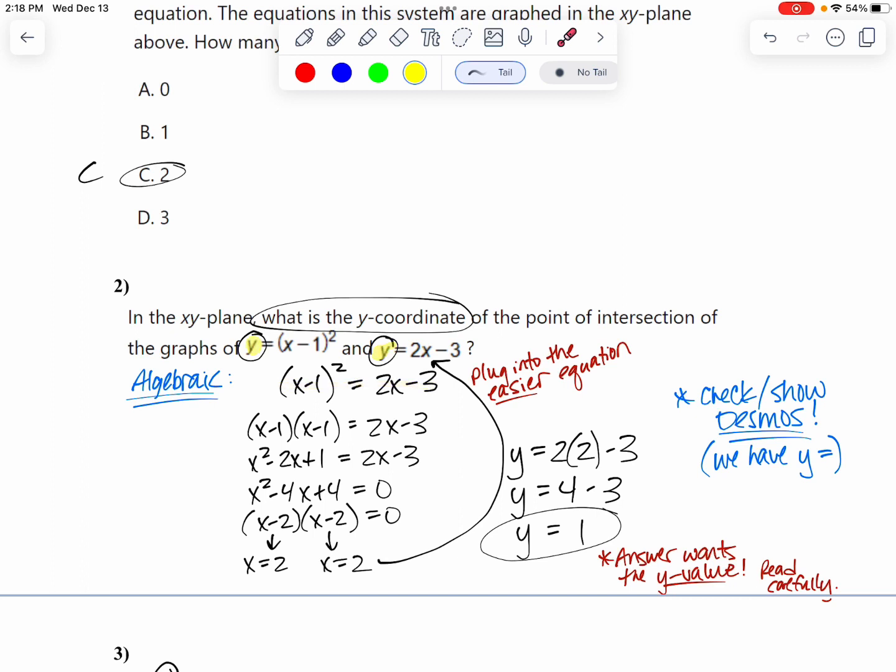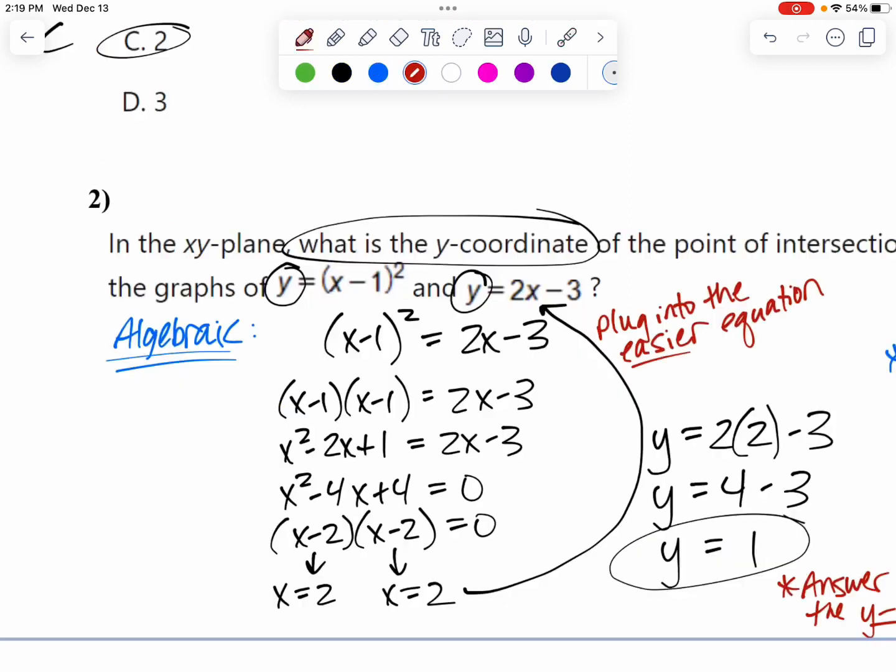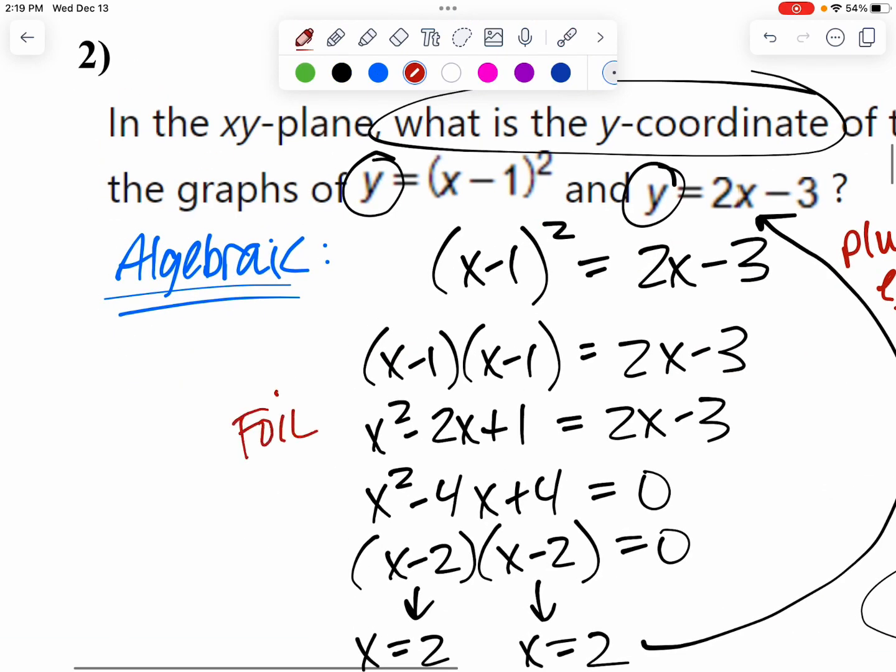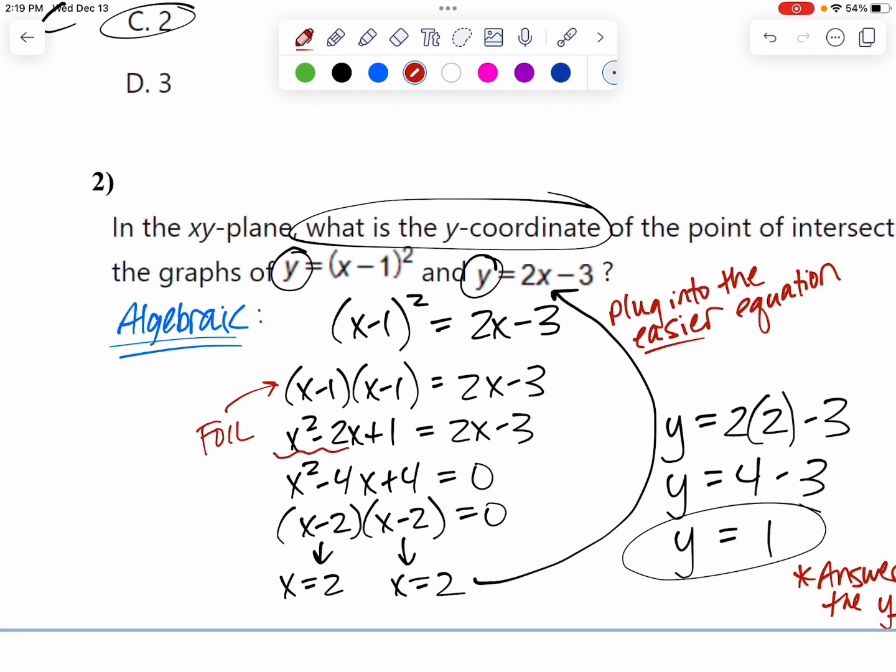That means if they both equal y, they equal each other. Remember that x minus 1 squared, it's bad algebra to just square the x and the -1. It actually means x minus 1 twice. So we're going to have to FOIL that. So you're going to take your x times x, which gives you x squared. You have x times -1 and another x times -1, which gives you -2x when you combine like terms. And then the last terms are -1 times -1, which gives you +1. This is just foiling, my friends, FOIL. Okay, that's how I got this step.